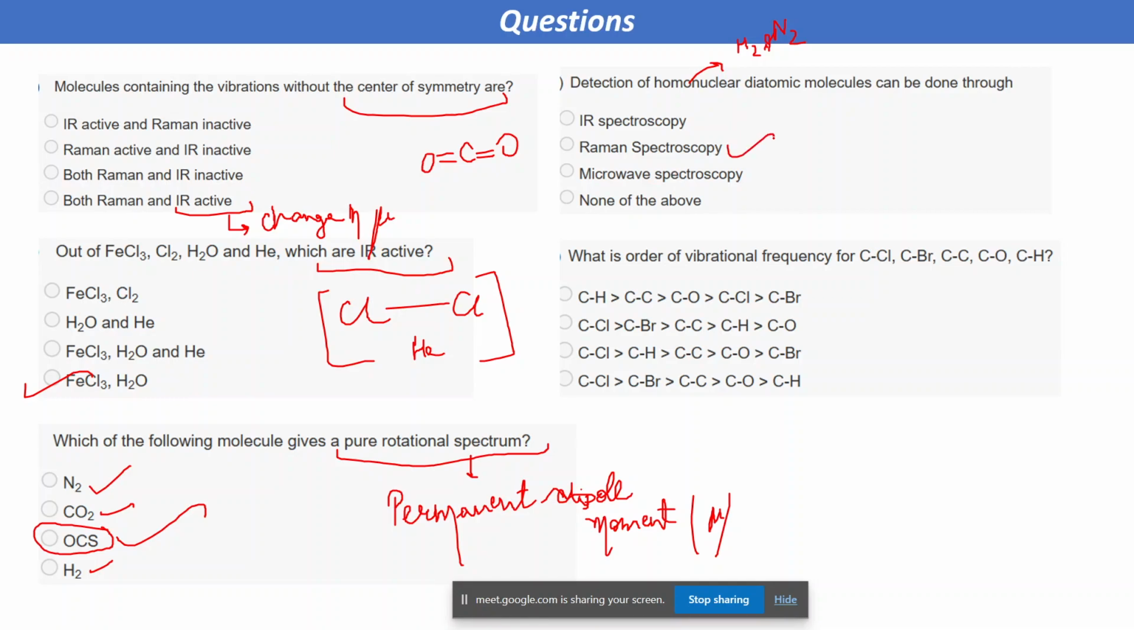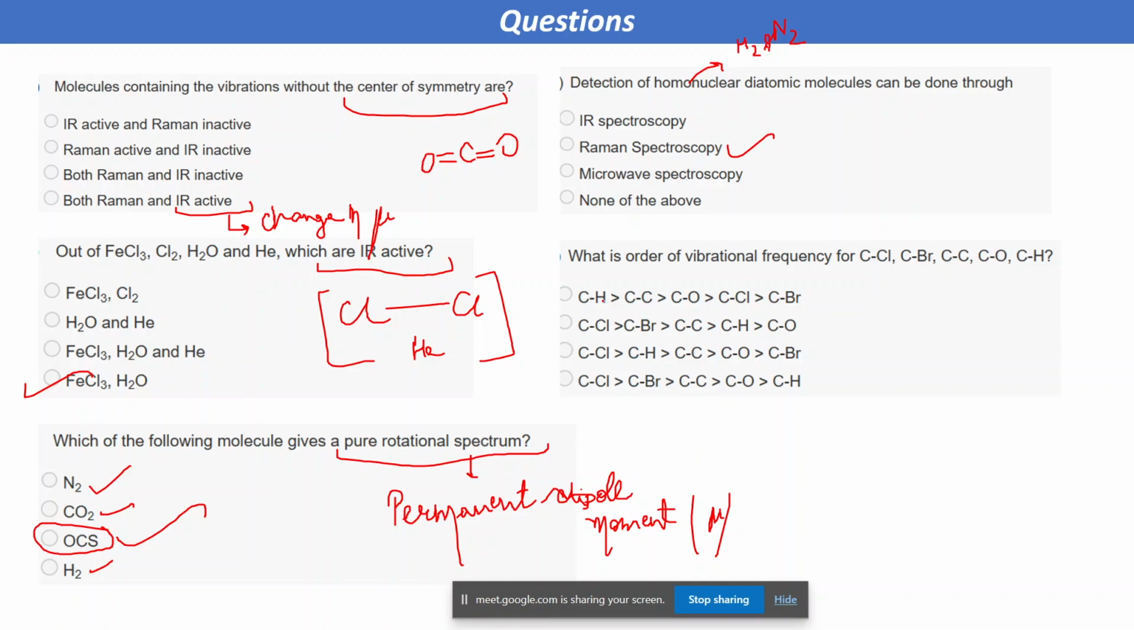Because in IR spectroscopy, what does it tell? It tells about the functional groups like esters, aldehydes. It tells about the vibrational frequency of a molecule, the stretching frequency. So various functional groups like esters, aldehydes, ketones, amines, alkynes, these all can be detected by it. So through Raman, we can detect the homonuclear diatomic molecules.